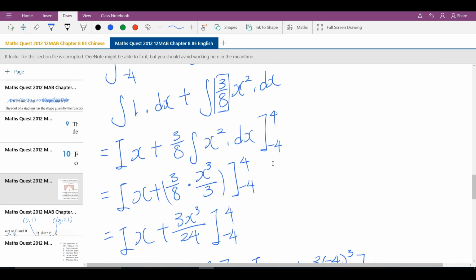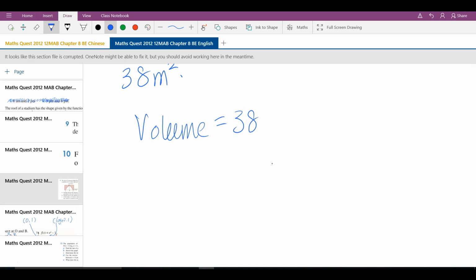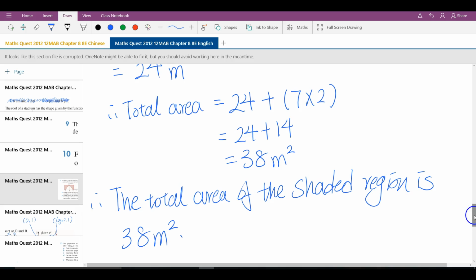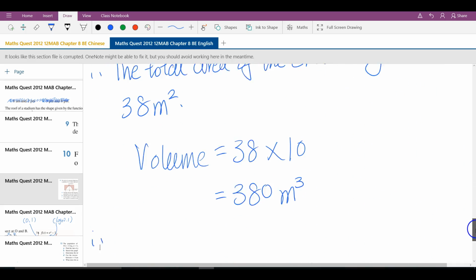So therefore, volume is equal to 38 times 10. So it's equal to 380 meters cube. Yeah, so that's the volume's unit. So we can answer the question. That's that easy. This is exactly that simple. So if you're going to find the volume of the concrete in the bridge.